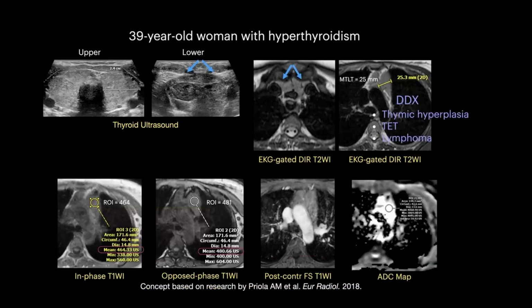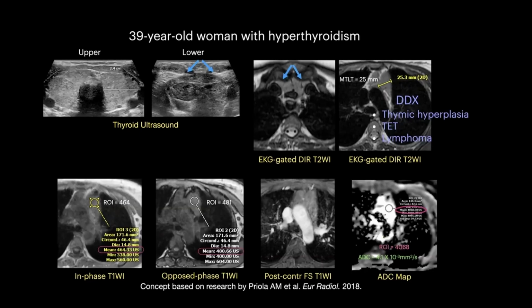But our added tool is diffusion weighted imaging. And this breath hold diffusion weighted imaging yielded this ADC map and an ADC value of 4.0 or 4.1, which is essentially the ADC value we'd expect for water.